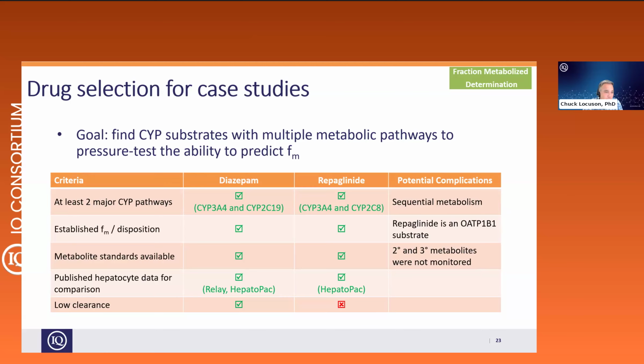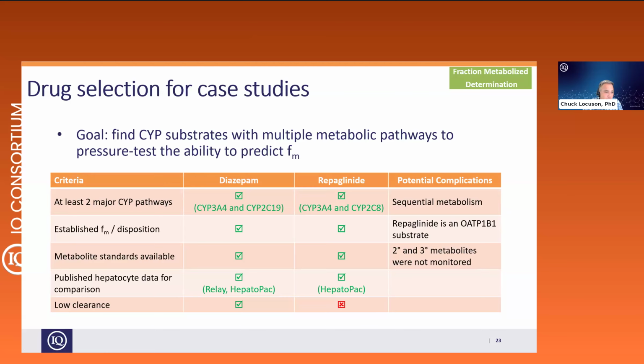With all these criteria, diazepam and repaglinide were really the only 2 that checked most of the boxes, with the exception that repaglinide, we know, is not a low clearance drug. But it was the only other one that had been fully phenotyped across the major CYP enzymes in a long-term co-culture system. So it's an important comparator for us.